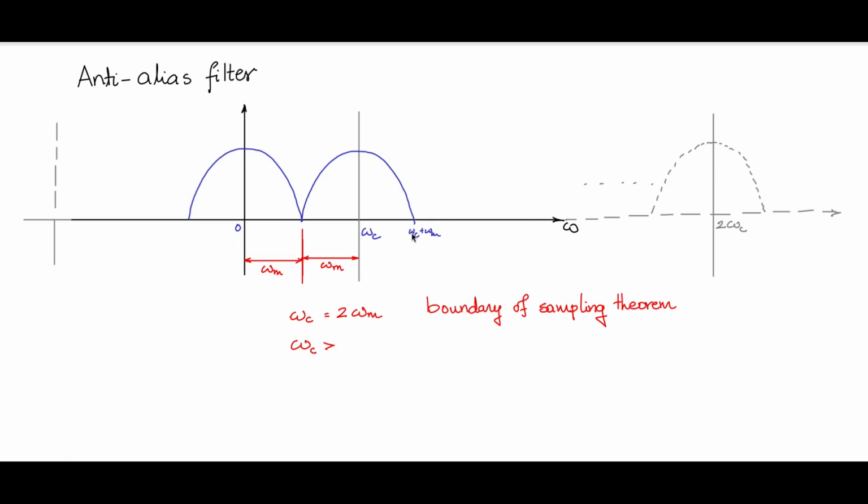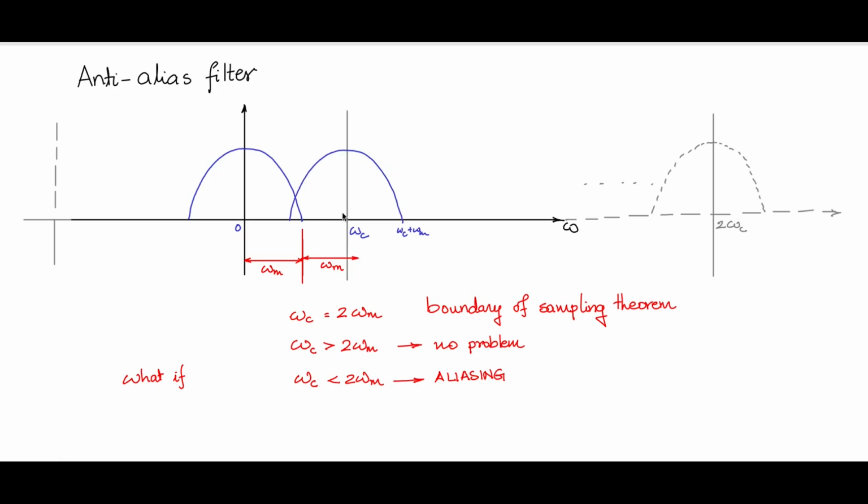So when omega c is greater than 2 omega m, there is no problem. There is no overlap, so no issues. But what if omega c is less than 2 omega m? Then you have this problem of aliasing coming in. If I move it still to the left, which means that I am reducing the sampling to less than 2 omega m, you see this overlap.